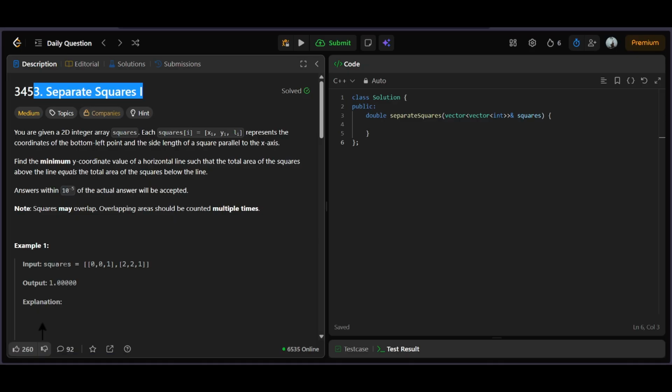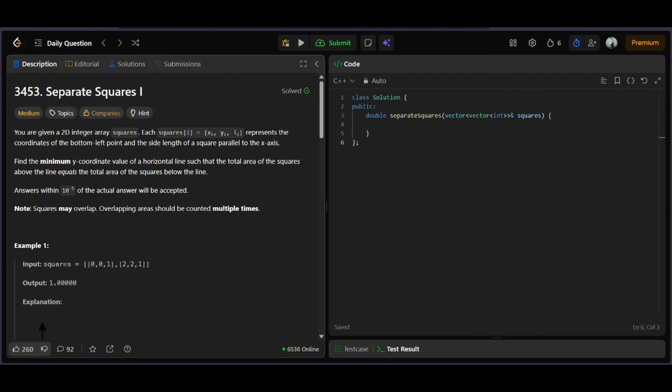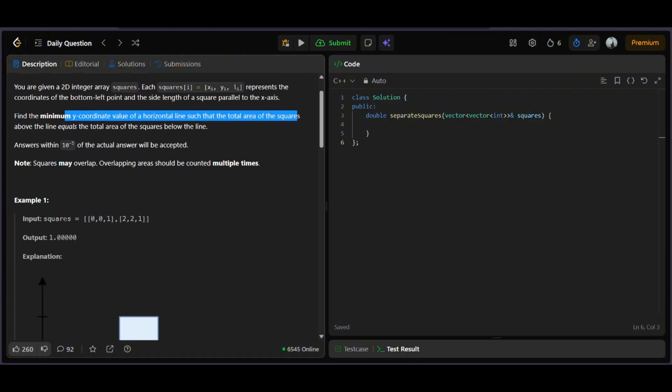So we are given a 2D integer array squares where we have the x coordinate and y coordinate of the bottom left point, we'll just show it in a minute. And we have the length. So this represents the coordinate of the bottom point and the side length of the square. We need to find the minimum y coordinate that divides the areas of the squares equally. Let me show you with an example.